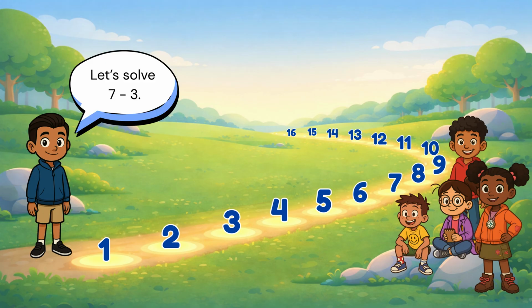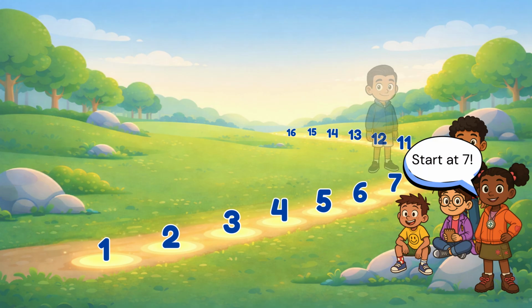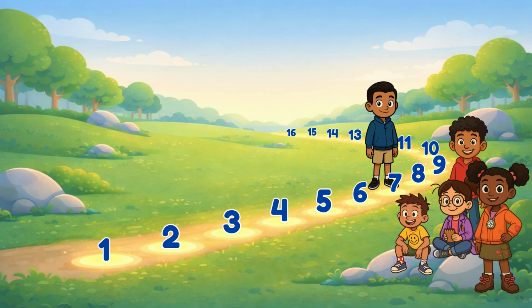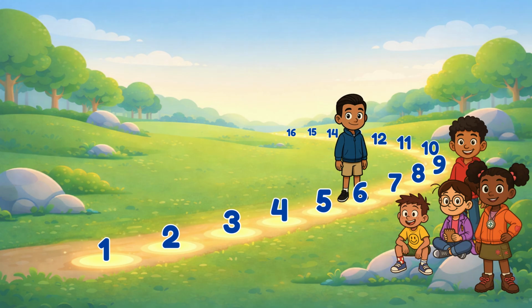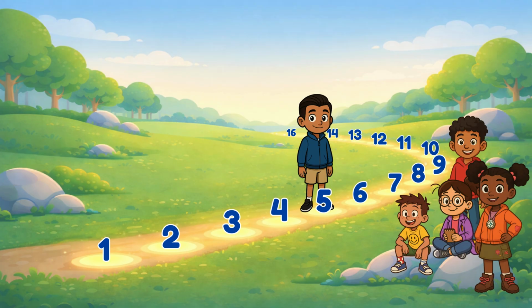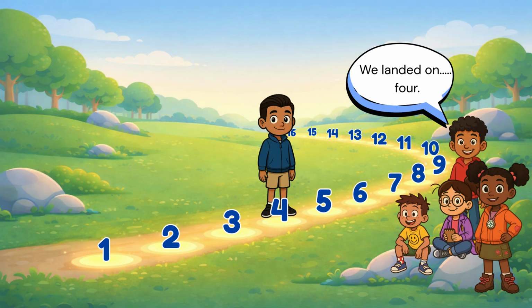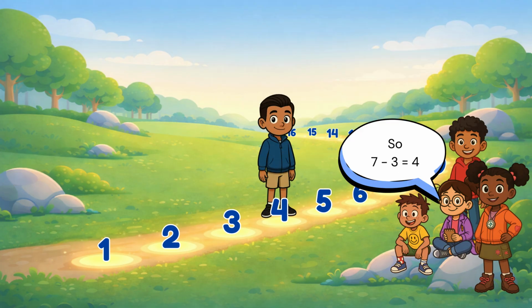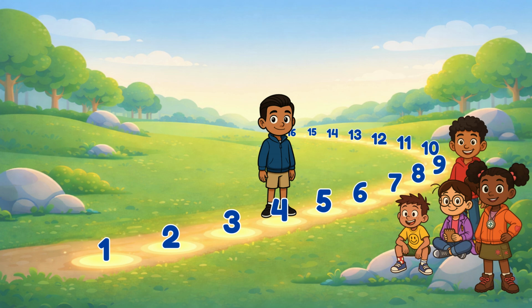Let's solve 7 minus 3. Start at 7. Take 3 backward hops. We landed on 4. So 7 minus 3 equals 4.